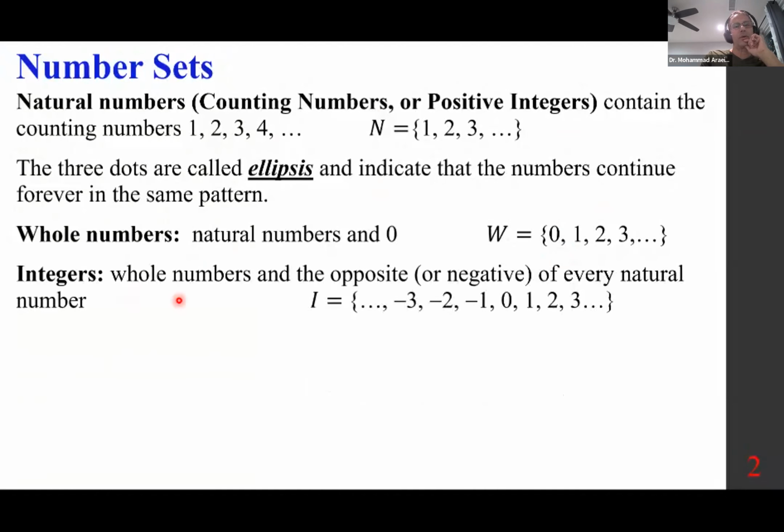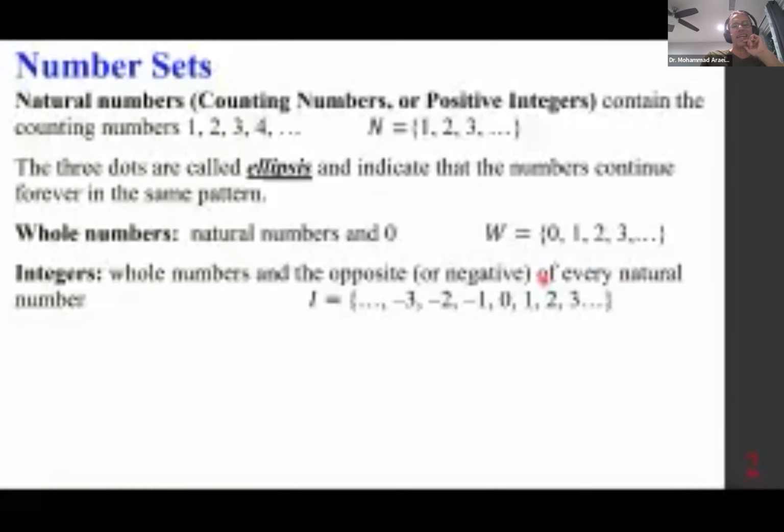Integers: whole numbers and the opposite or negative of every natural number. So not only do we have those, we also go to the left on the negative side.